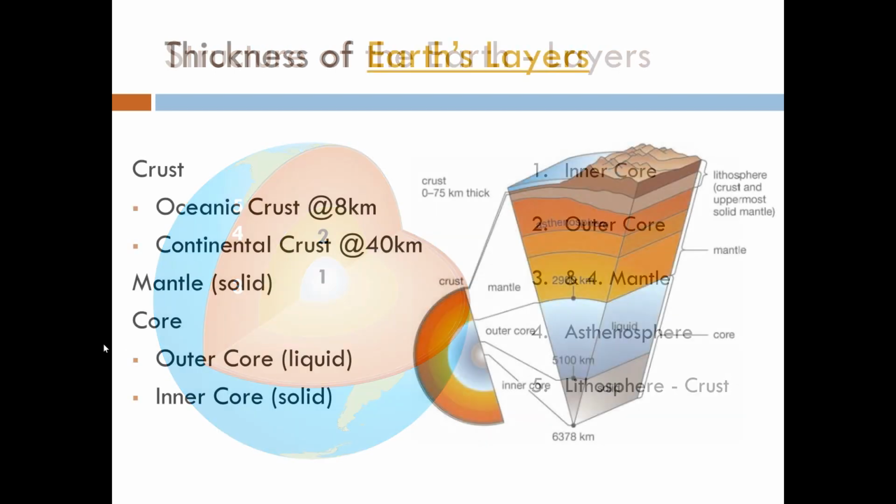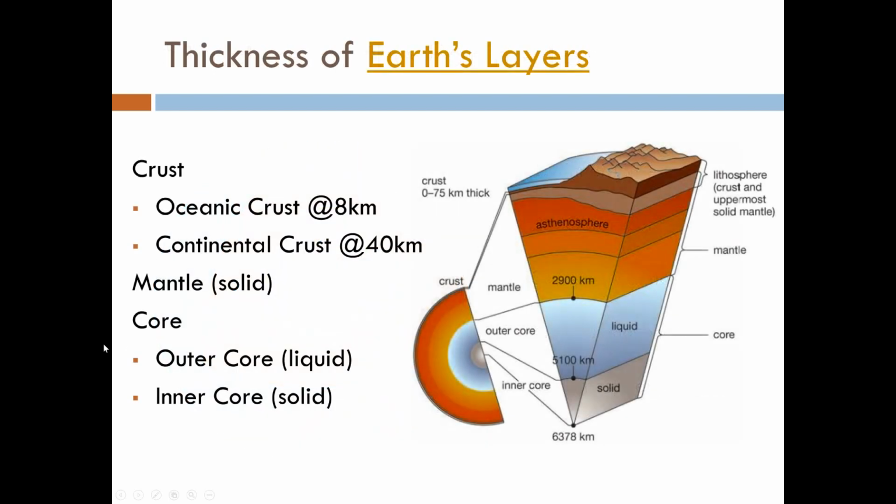Oceanic crust, we're looking at about 8 kilometers thick. There are spots where it is 0, where there is mantle exposed. And again, continental crust is usually about 40 kilometers, but anywhere between 0 and 75 kilometers thick. We can see that this is not to scale. That's 75 and this is like 6,000. That's not quite right. Interesting to note that everything is solid except for the outer core, which is liquid.